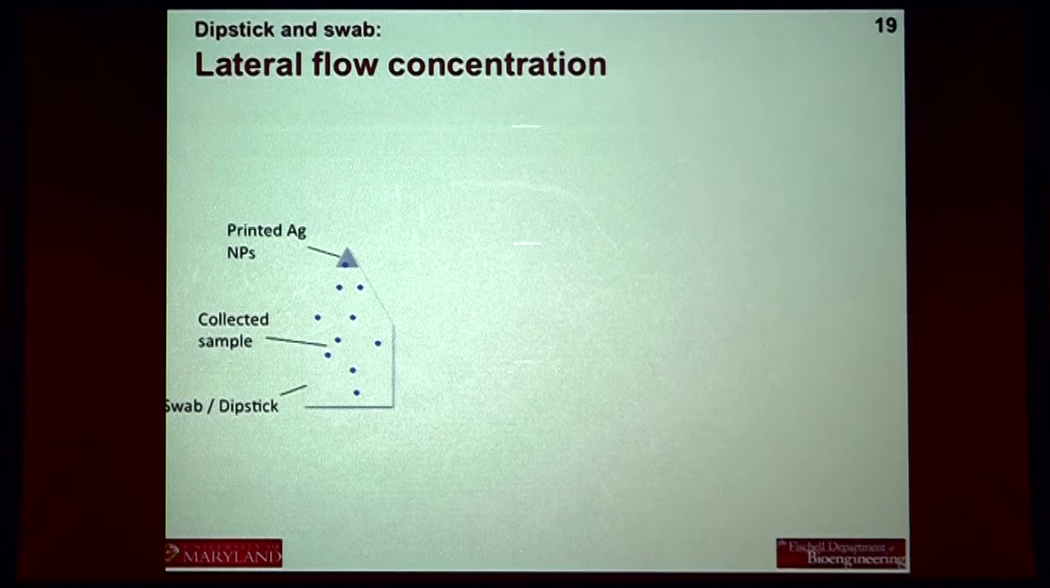So that just shows this idea of sample application to the sensor. So no pumps, no world-to-chip interface. You just directly hit the sample with the paper and pick it up. Another advantage of the paper is that because I can move fluids on there, I can actually do a concentration with this. Imagine I've dipped this piece of paper in water or I swabbed a sample. I've got analytes everywhere throughout the paper, but I'm using a laser for detection, so I'm really only detecting one little tiny spot.